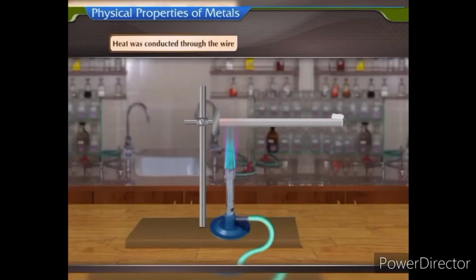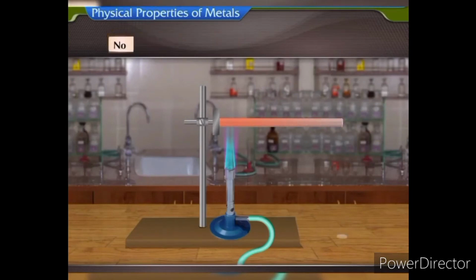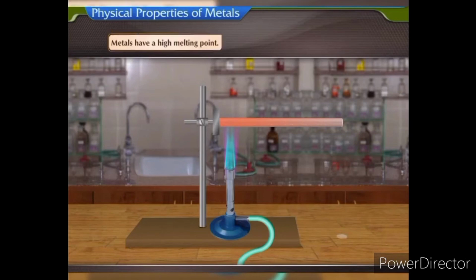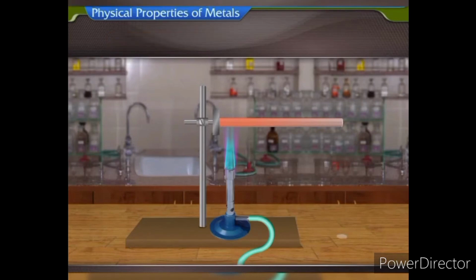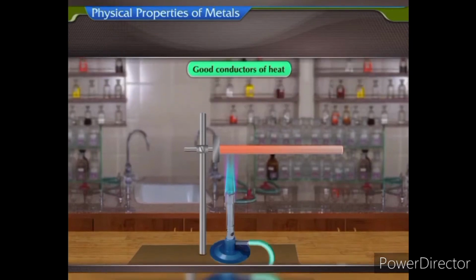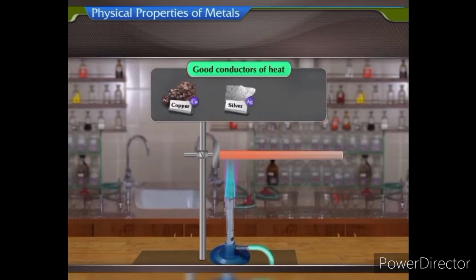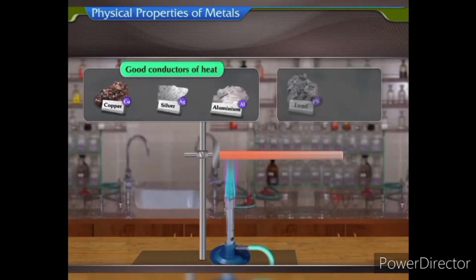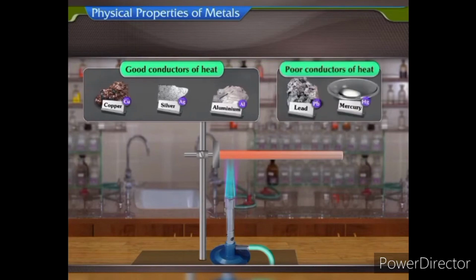This happened because heat was conducted through the wire. Has the metal wire melted? No, the metal wire is intact because metals have a high melting point. We can conclude that metals are good conductors of heat. It has been found that metals like copper, silver, and aluminium are good conductors of heat. However, lead and mercury are poor conductors of heat.